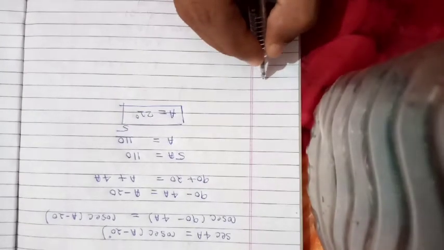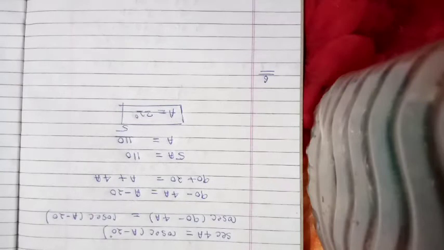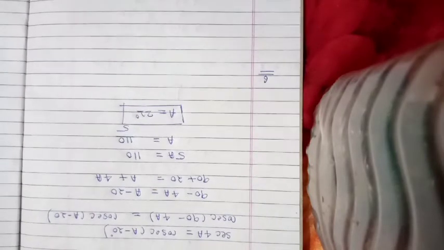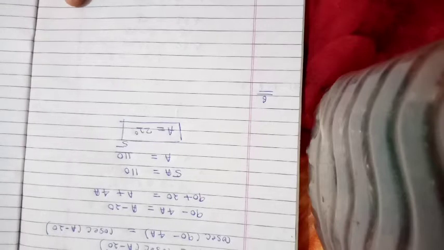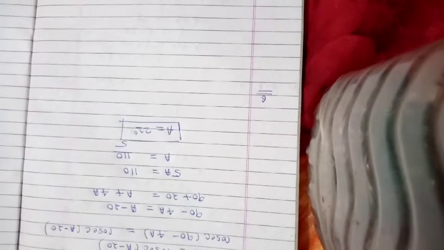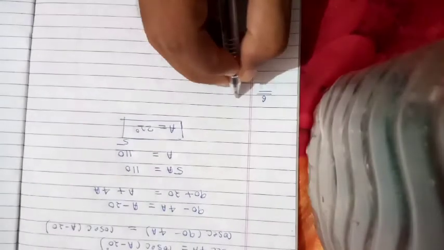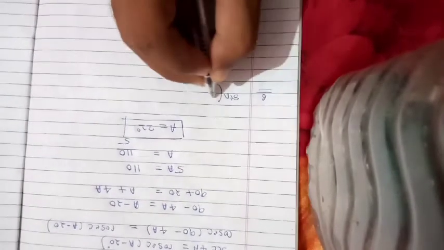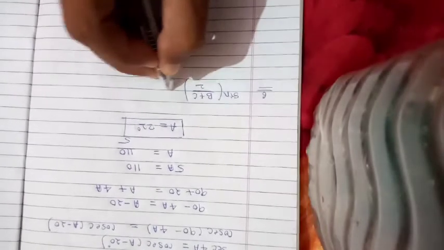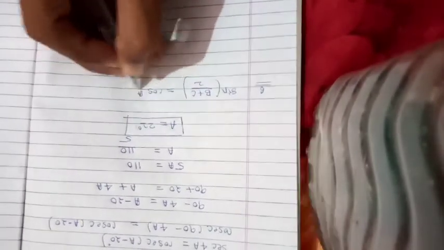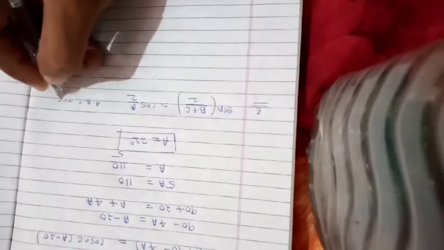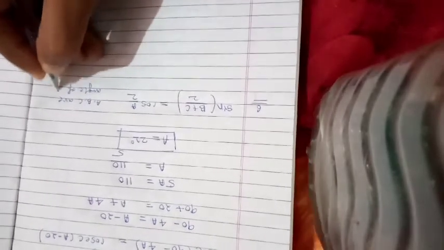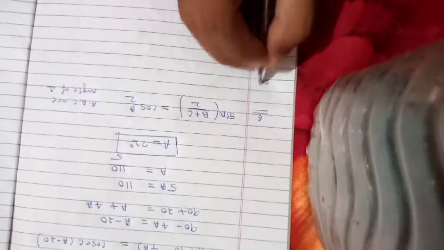Similarly, question number 6 is a similar sum. We are given that A, B and C are the interior angles of a triangle. Then we have to show that sine of (B plus C upon 2) is equal to cos of (A upon 2), where A, B, C are angles of a triangle. This is given. Okay, so you will write the solution.